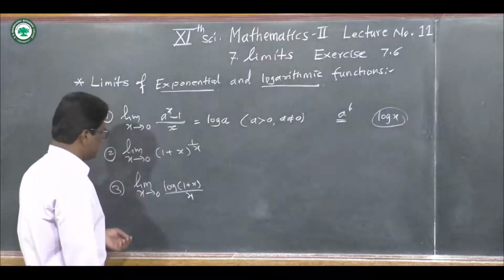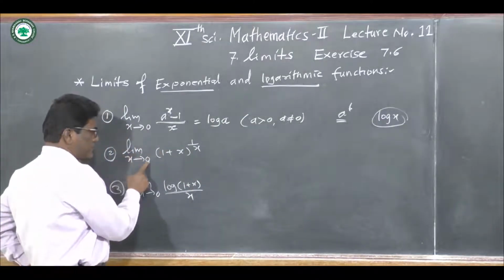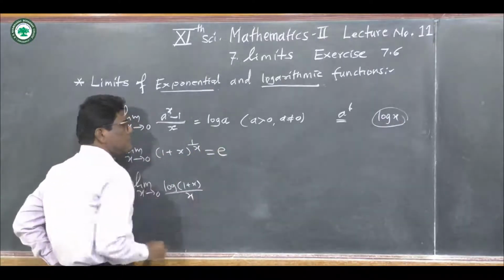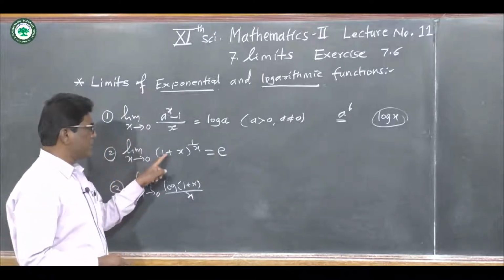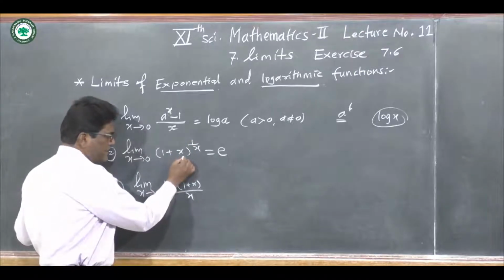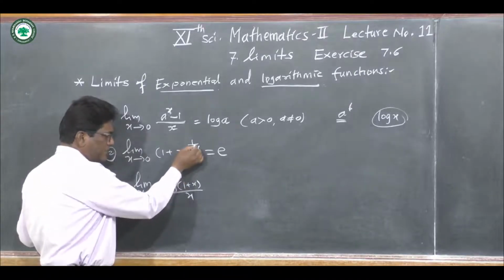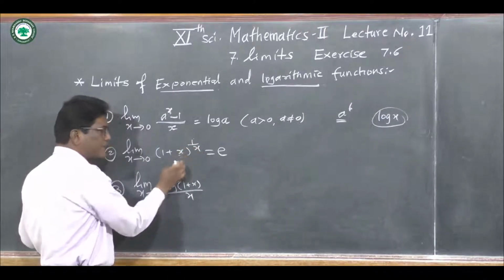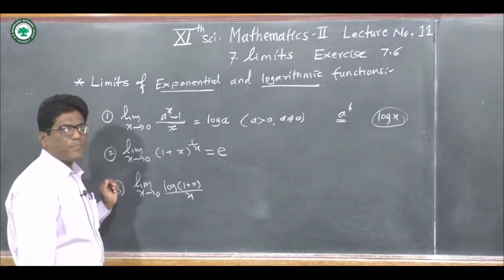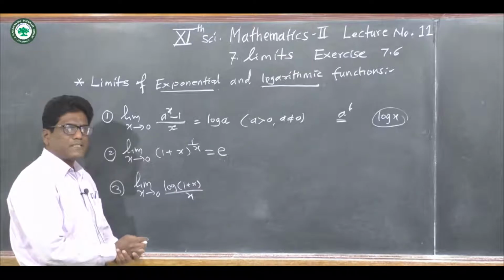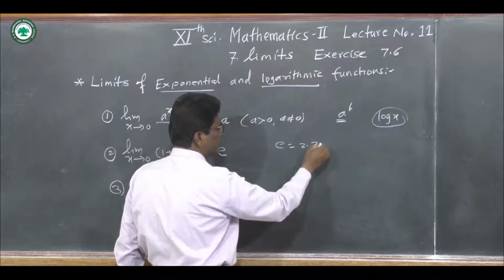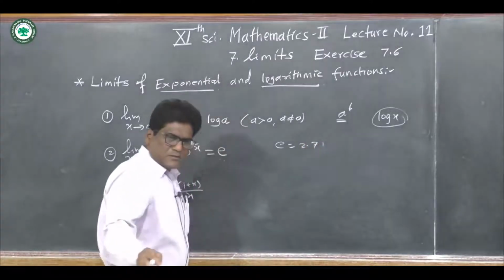So now the second formula, limit x tends to 0, (1 plus x) to the power 1 upon x. Here it is e. We take limit as x tends to 0, (1 plus x) to the power 1 upon x, where the power is the reciprocal of x. This x should tend to 0, then the value is e. Here e is 2.7 and so on, e is equal to 2.71 etc.